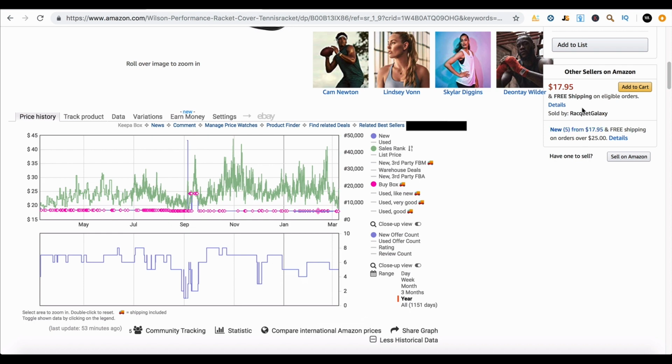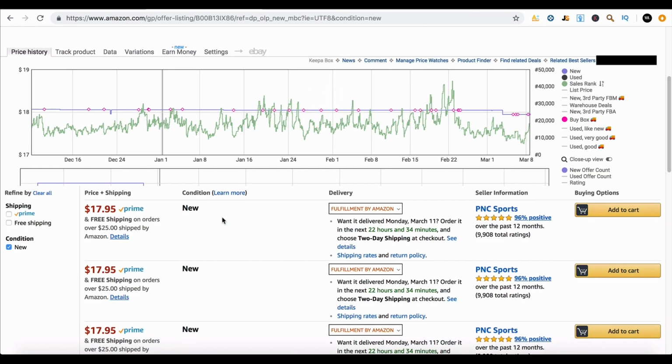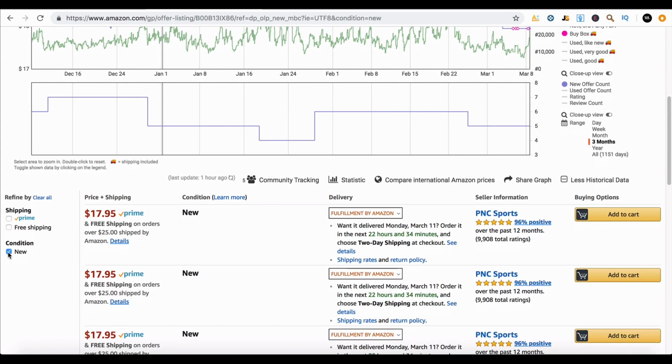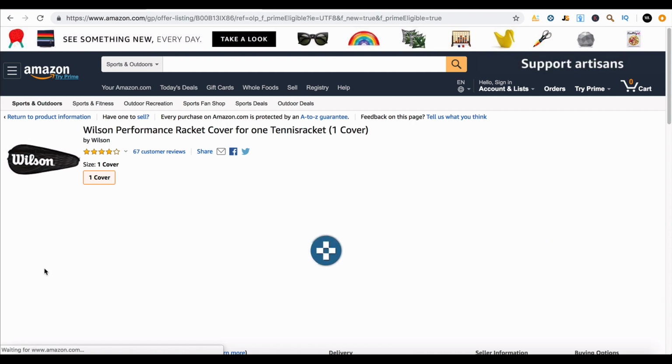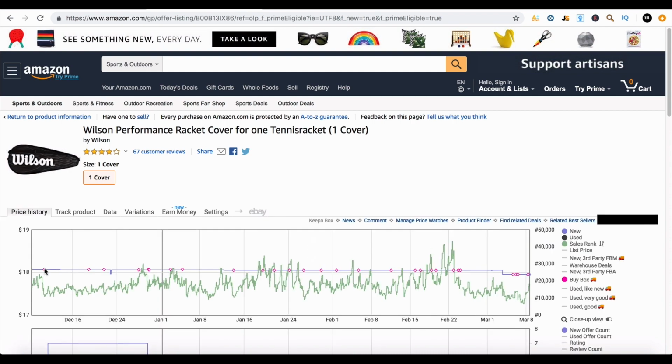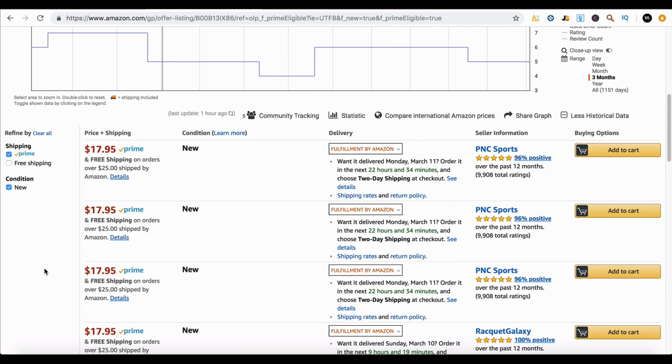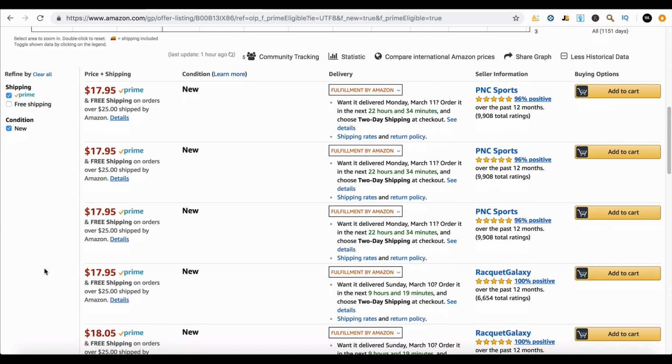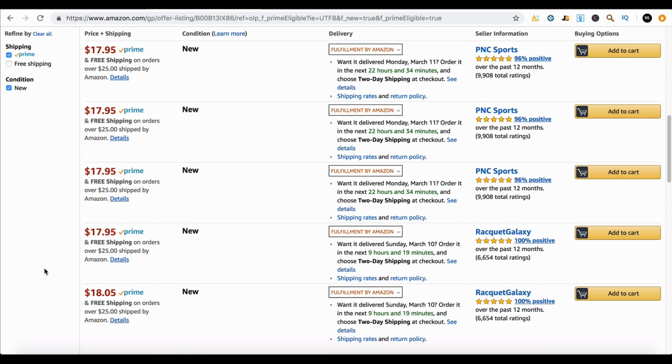So we want to go down here where it says other sellers on Amazon. We're going to click on new 5 from 17.95. Now down here, we're going to click that it is in new condition, and we are only worried about prime sellers. We don't care about the other sellers, regardless of how many there are, we only care about prime sellers because that's what we are. Now we can see that there are a total of 5 competitors, but there are actually only 2 people, and they're just on the listing multiple times.